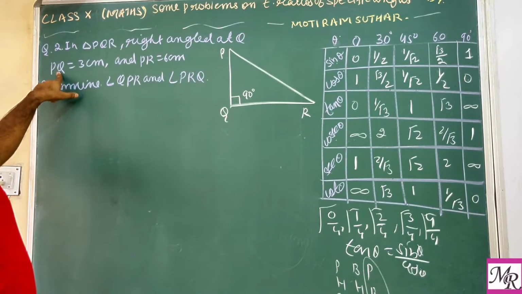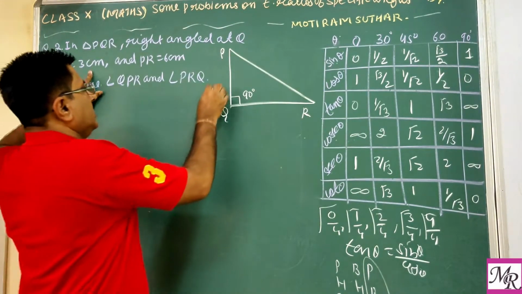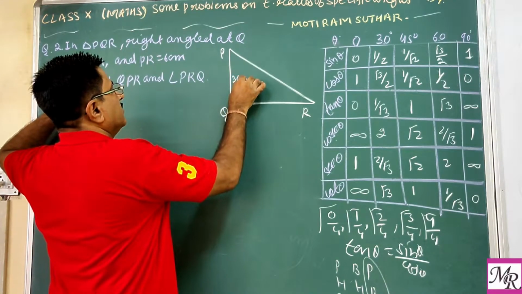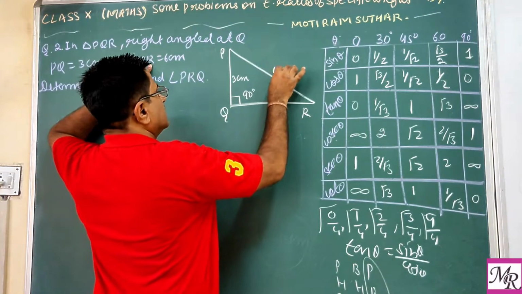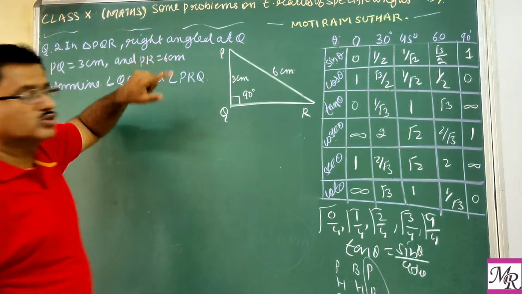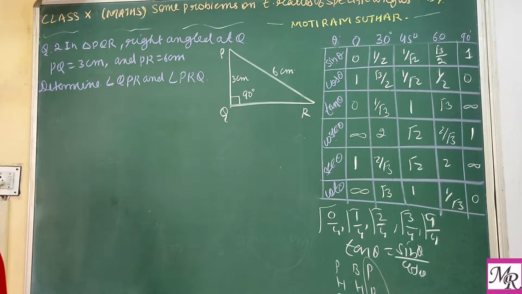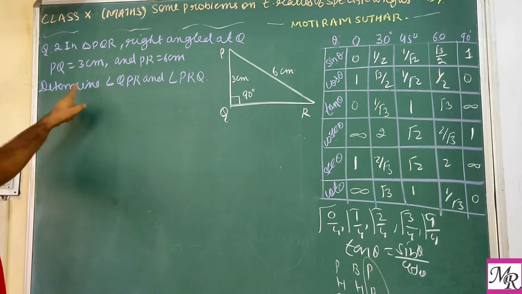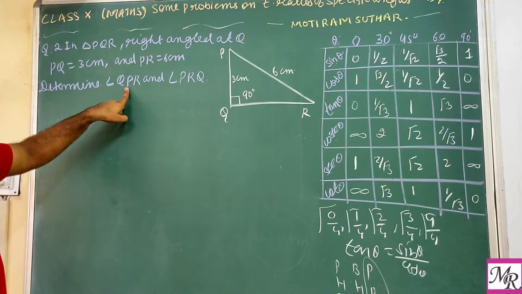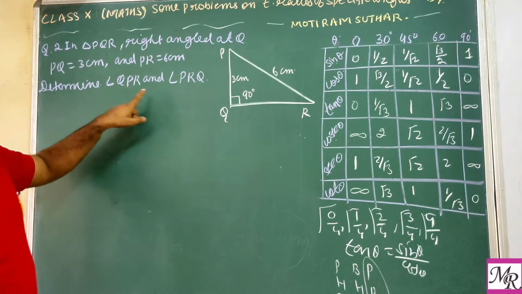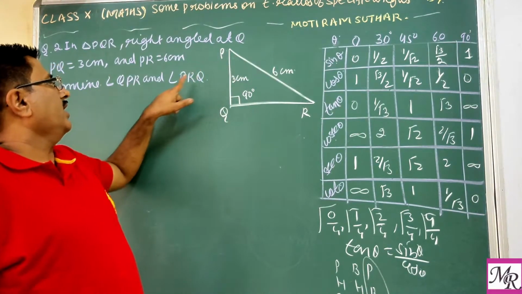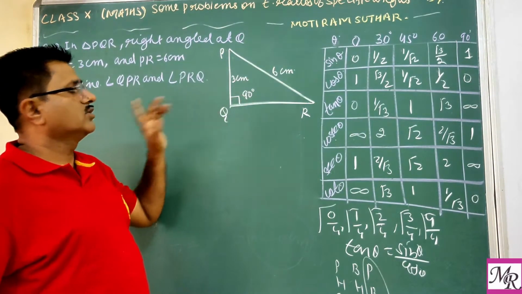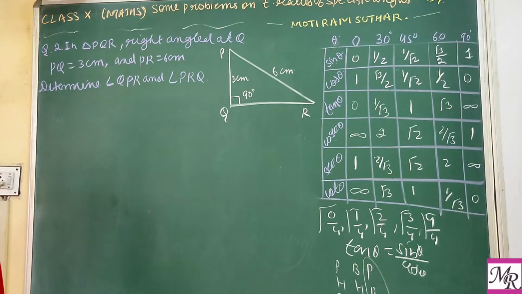Also we are given PQ equal to 3 centimeter, and PR equal to 6 centimeter. So we are given two sides of the triangle and we have to determine angle QPR, this angle you have to find out, and angle PRQ. So these two angles we have to find.